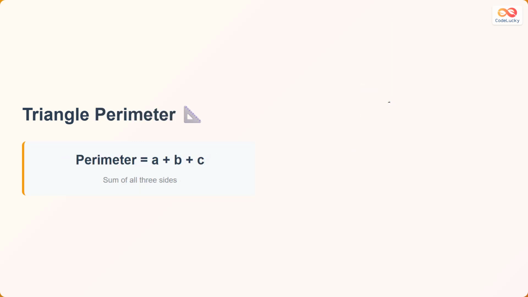To determine the perimeter of a triangle, you simply add up the lengths of all 3 sides. The formula is perimeter equals a plus b plus c, where a, b, and c are the lengths of the 3 sides of the triangle. This gives you the total distance around the triangle.